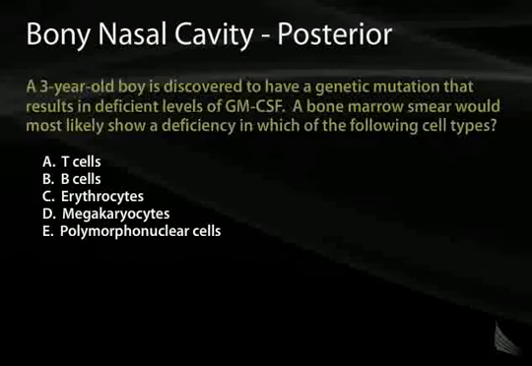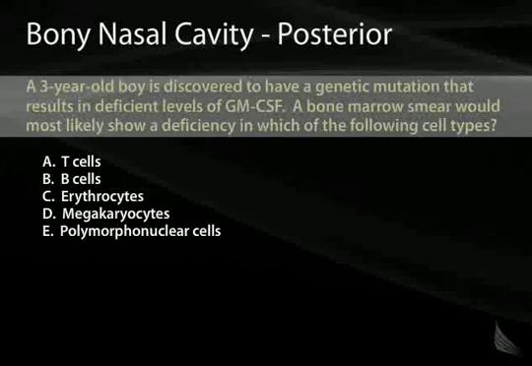So here we come to our first question of the day. A 3-year-old boy is discovered to have a genetic mutation that results in deficient levels of GM-CSF. A bone marrow smear would most likely show a deficiency in which of the following cell types: A, T cells, B, B cells, C, erythrocytes, D, megakaryocytes, and E, polymorphonuclear cells.